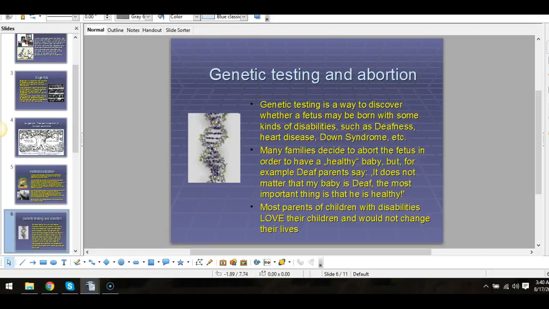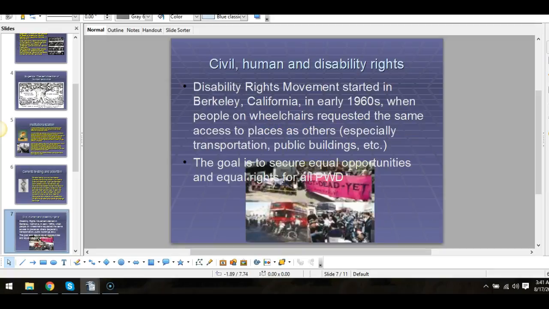Another ideology that has impacted how we think about disabilities is genetic testing and abortion. Genetic testing is a way to discover whether a fetus may be born with some kinds of disability, such as deafness, heart disease, Down syndrome, and so on. Many families decide to abort the fetus in order to have a healthy baby. But, for example, deaf parents say, it does not matter that my baby is deaf. The most important thing is that he or she is healthy. Most parents of children with disabilities love their children and would not change their lives, in spite of some disabilities.